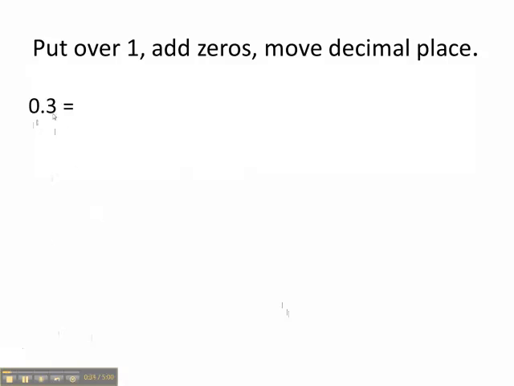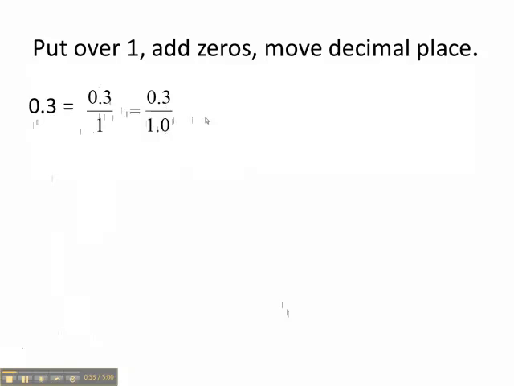0.3 is equal to 0.3 divided by 1. I put it over 1. Now I have one decimal place on the top, so I'm going to add one 0 on the bottom. So I fill it out so they have the same exact number of decimal places.